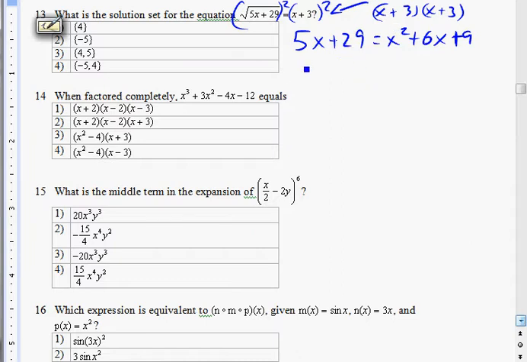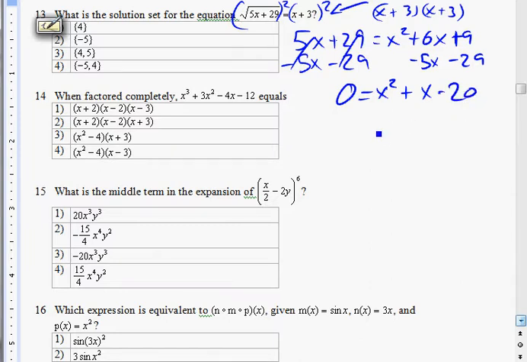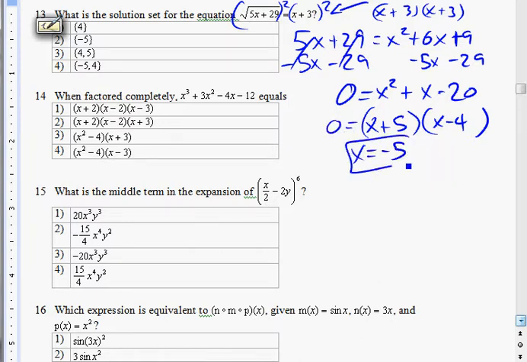Now let's put everything to one side. Let's subtract 5x here, subtract 5x, and subtract 29, subtract 29. This way, the left side is empty. We got 0 equals x squared plus 1x minus 20. We can factor this. This will be x plus 5 times x minus 4. And the solutions are going to be x equals negative 5 and x equals positive 4.